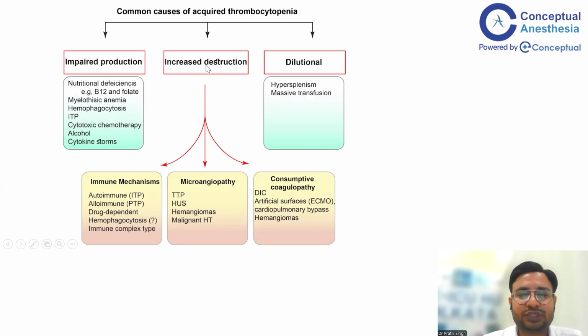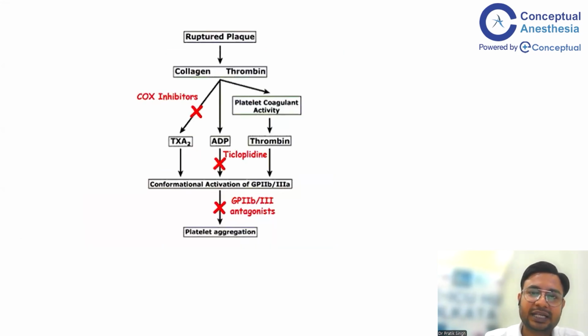Second, increased destruction. There is no issue with the platelet formation, but it is being destroyed more. It happens mostly in autoimmune diseases or some hemophagocytosis. We all know arbovirus, dengue, chikungunya, and in these diseases it can happen. Third, because of dilutional issues like hypersplenism, or if we are transfusing the patient with more blood. So what happened?